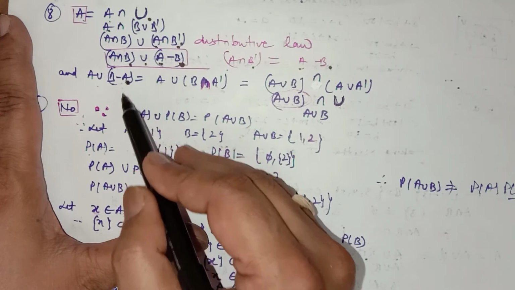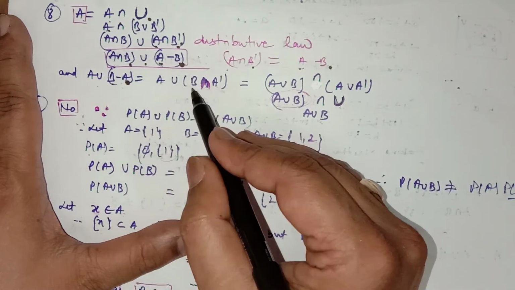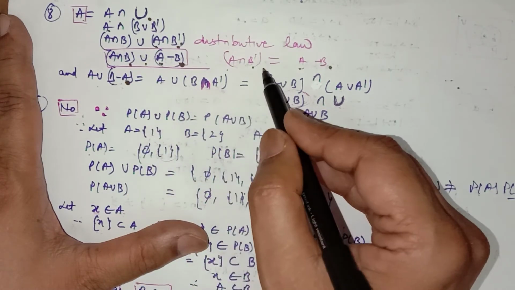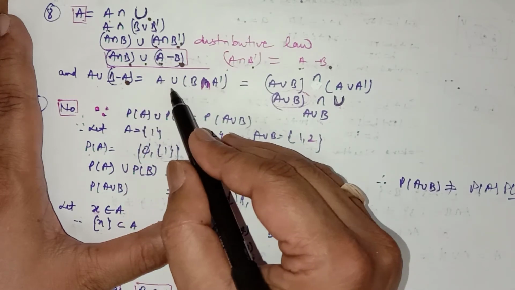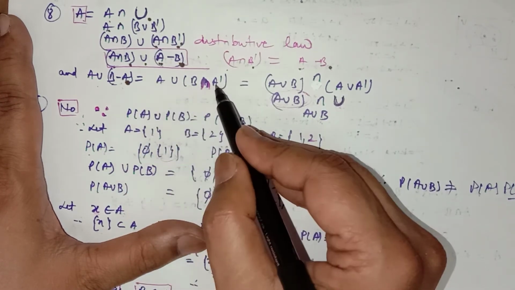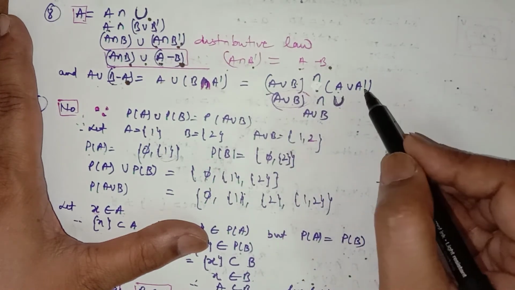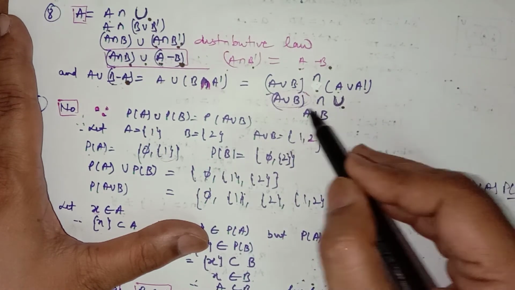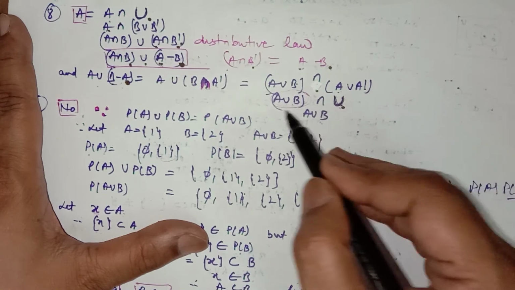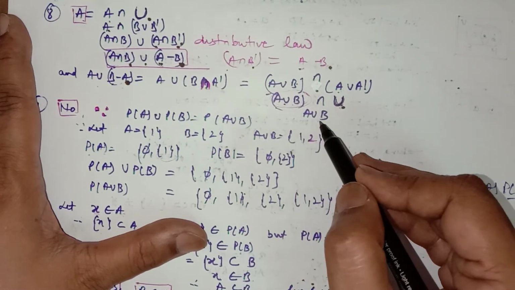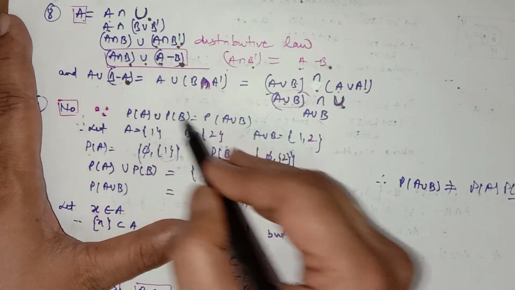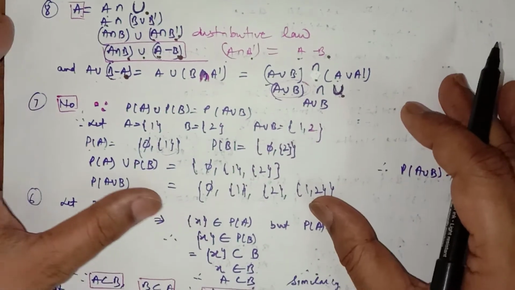Similarly, in the second part, A union (B minus A) on the left hand side. For B minus A, you can write B intersection A complement. Using the distributive law, (A union A complement) intersection (A union B), and A union A complement is equal to the universal set, and the intersection of the universal set with A union B will be equal to A union B. So therefore A union (B minus A) is equal to A union B.